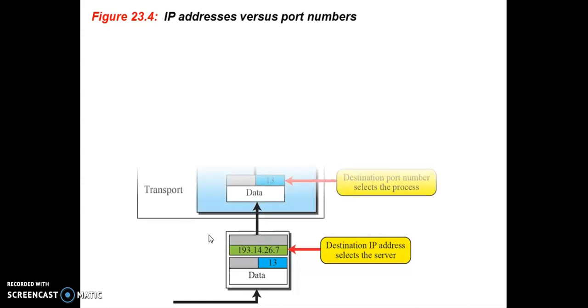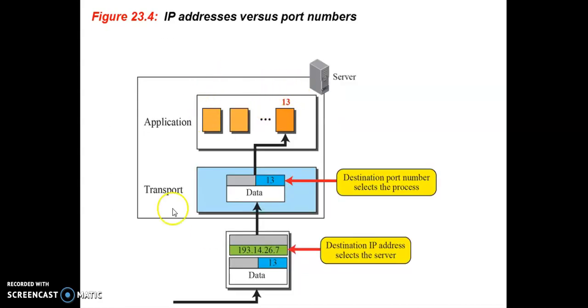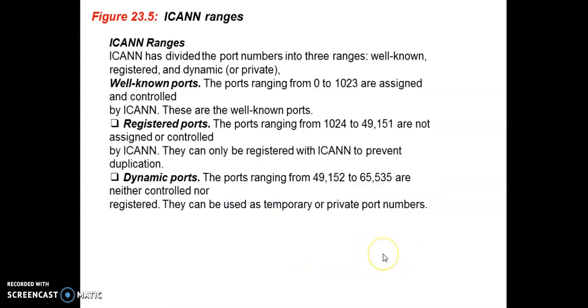This is the IP address versus port numbers. This is the application and transport layer. This is the port number. The destination port number selects the process. This is the IP address. The destination IP address selects the server. So this is the difference between IP address and port number: the port number selects the process, and the IP address selects the server.